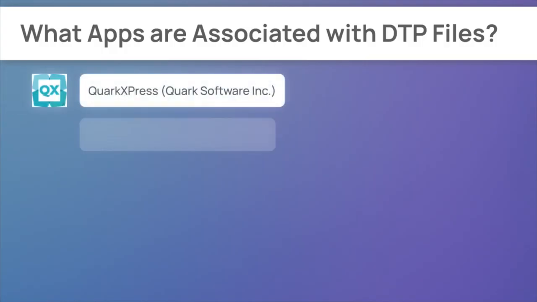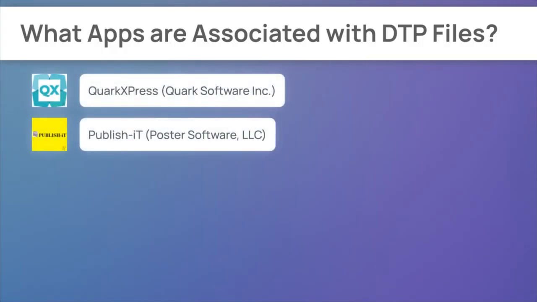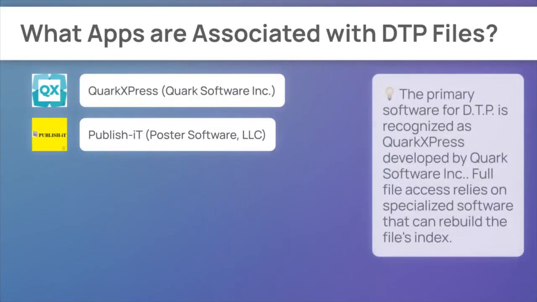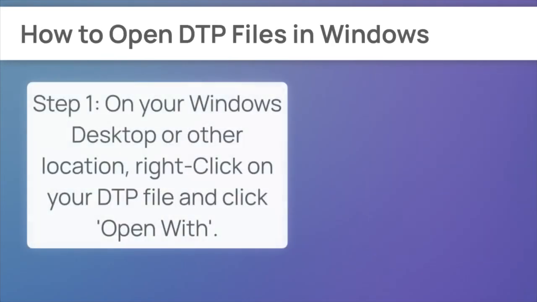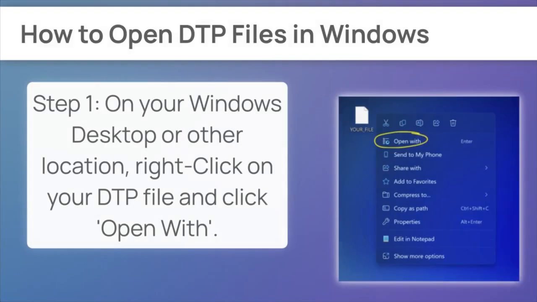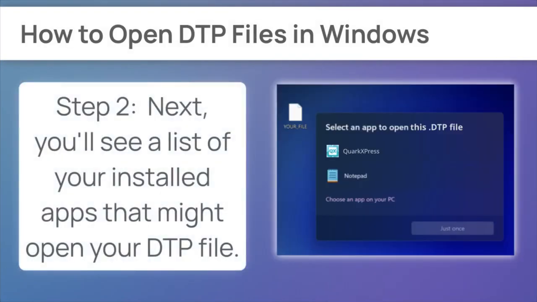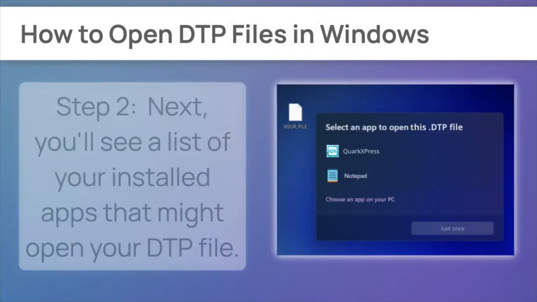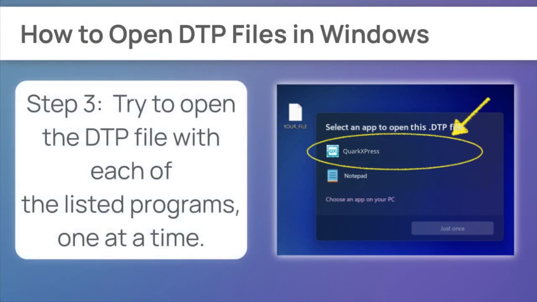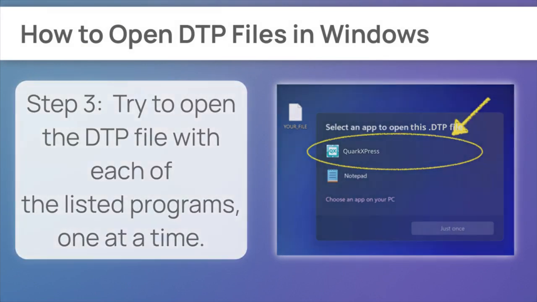The most widely recognized opener for DTP is unequivocally Quark Express from Quark Software Inc. For complete access to all file resources, a dedicated program is needed. Windows cannot interpret formatting rules or page templates, so specialized tools must be used. We're testing the system's ability to interpret the file's data block. Right-click the DTP file and click Open With. Test Quark Express first. If it's unavailable, choose another program. The correct tool is key.